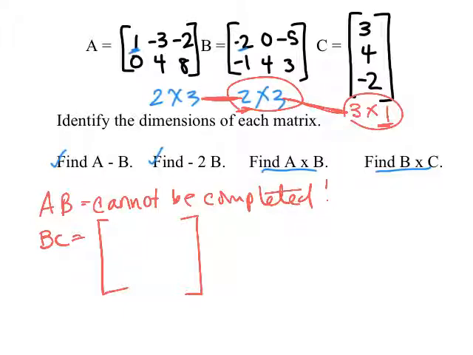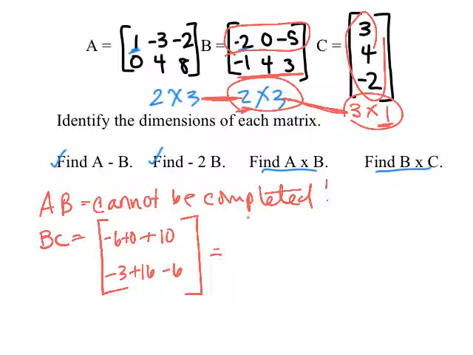All right, so always remember row by column. So it's going to be this row times this column. So we end up with -6 plus 0 plus 10. And then the next row times that same column, because there's only one of them. We have -3 plus 16 minus 6. We can go ahead and simplify that. We end up with a 4. And down here we have a 7. And that is your 2 by 1 result of B times C.